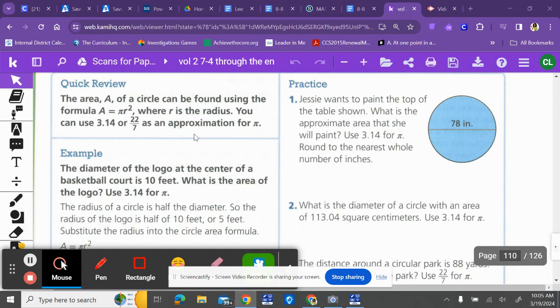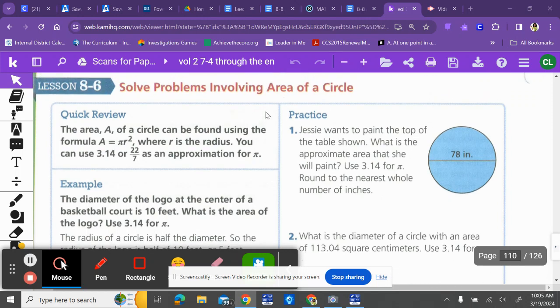All right, this section is the review from 8-6. It says Jesse wants to paint the top of a table. What is the approximate area? So this shape is a circle, so you're going to need to do the area of a circle. It tells us to specifically use 3.14 for pi, and to round to the nearest whole number of inches, which they give us the diameter in inches.